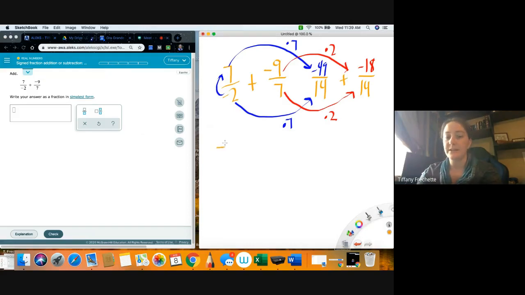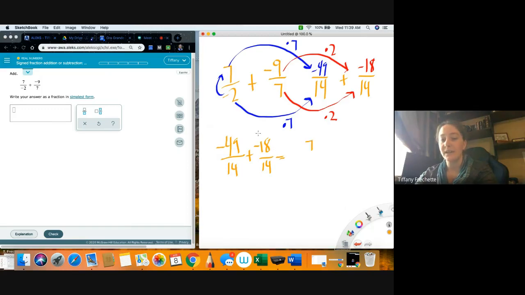All right, so I'm going to rewrite this without all these funky colors here. So we have -49 plus -18 over 14. So negative 49 over 14 plus negative 18 over 14. Now that we've matched on the bottom, again, this is just about chopping them up in the same number of pieces, we can add. So negative 49 plus negative 18. So what do we get? They're both negative. We have to add them together.